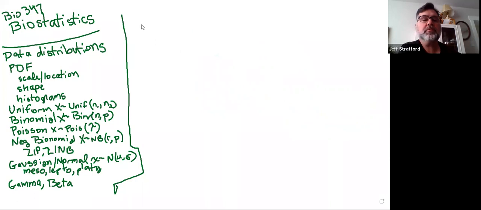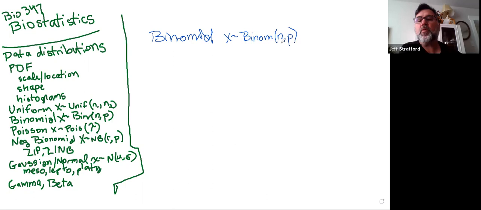All right, next distribution would be the binomial. And the way you write this out would be X, so the values of X are distributed binomially, and we just write binomially with N and P, where N is the number of successes and P is equal to the probability of success.